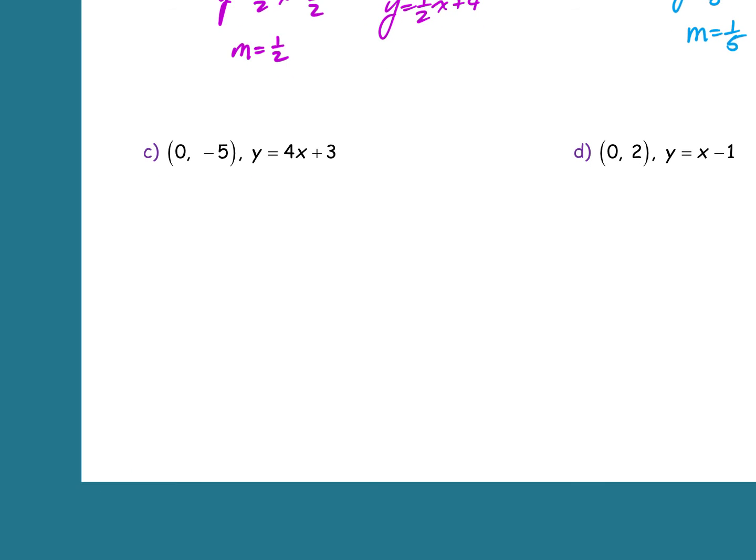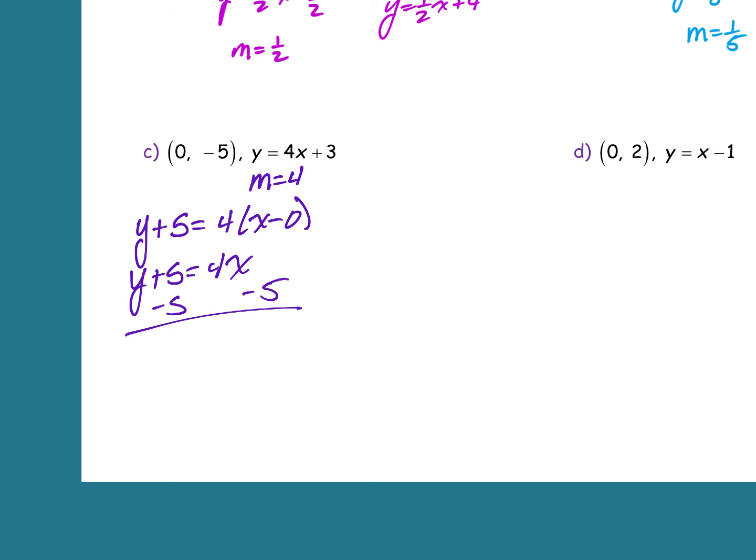Oh, great. What's my slope? This one's pretty easy. It's already done for me, thank goodness. 4, right? So I've got y plus 5 equals 4 times x minus 0. Y plus 5 equals 4x. Subtract 5. Y equals 4x minus 5. Whew. I like those ones. You don't have to do much on them. I did those in 2 seconds.